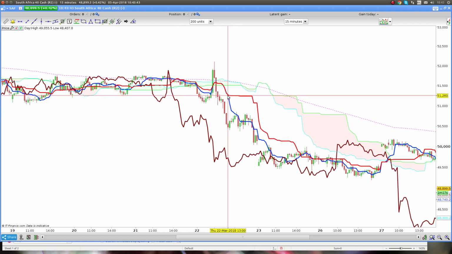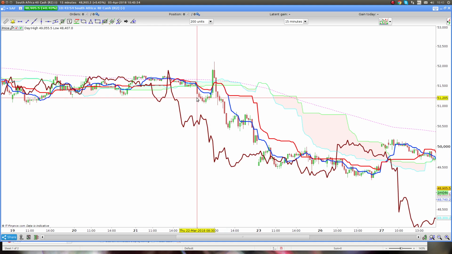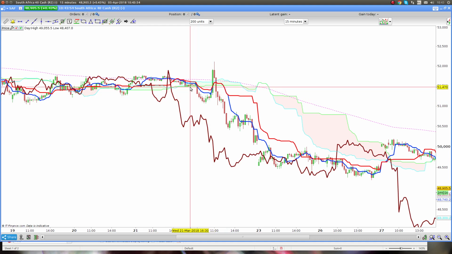So if you calculate it from where do we have a crossover? Essentially this whole area here is a crossover. So you can go from here, counting 1, 2, 3, and so on up to about 26 periods.